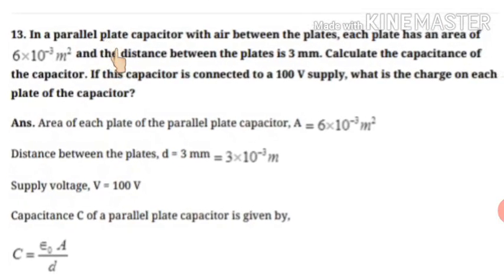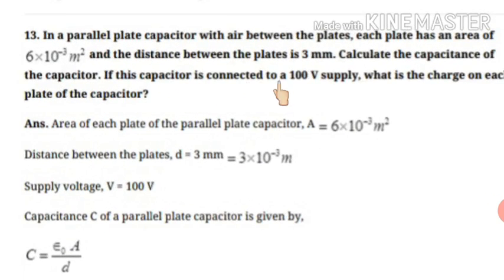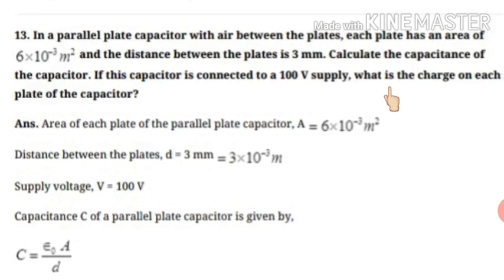Question is, a parallel plate capacitor with air between the plates, each plate has an area of 6 into 10 to the power minus 3 meter square, and the distance between the plates is 3 millimeter. So area of the plates is given and the distance between them, that is D, is given, that is 3 millimeter. Calculate the capacitance of the capacitor. If this capacitor is connected to a 100 volt supply, what is the charge on each plate of the capacitor?